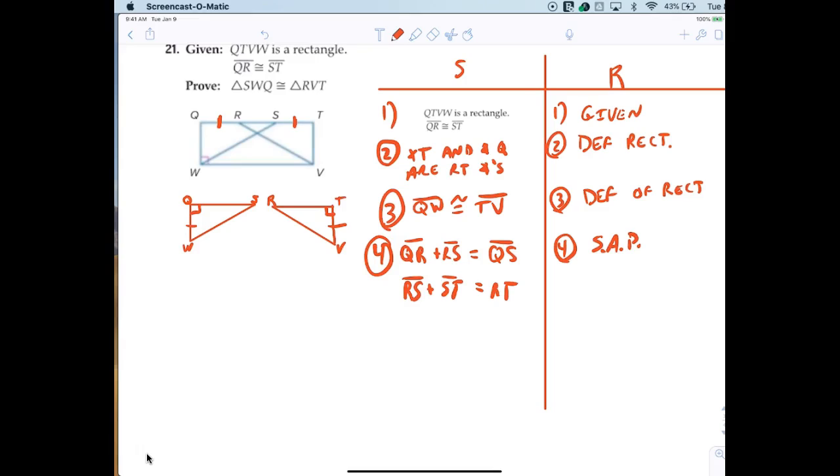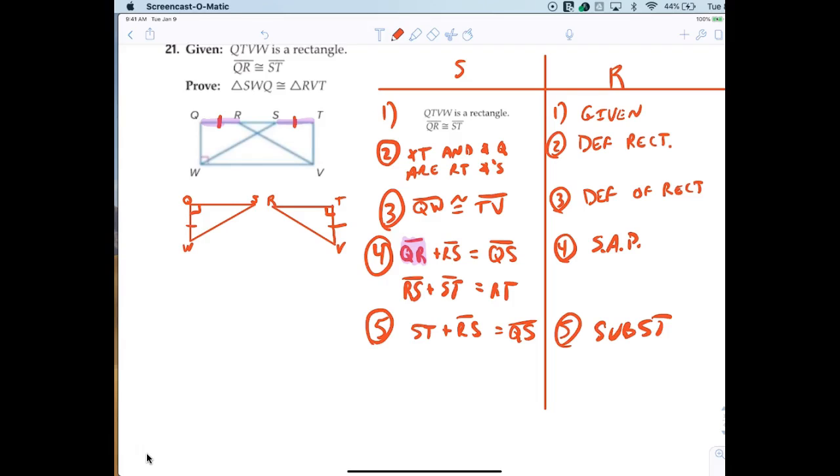Now, do we agree that QR is equal to ST, right? So try to watch now. I'm going to make that QR what? ST, right? So step 5. So ST plus RS is equal to what? QS. And again, we would say that what is what? Substitution, right?